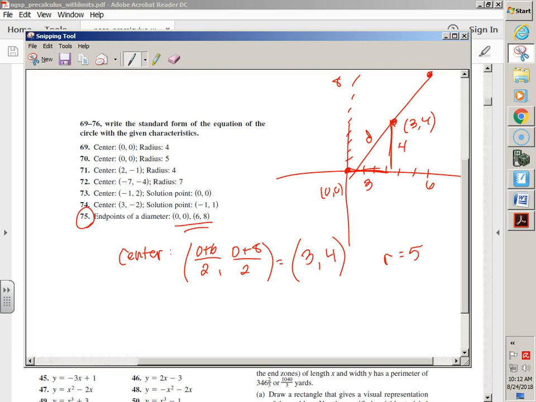Anything else up until 85? Okay, good. Why am I going to do 85? How many of you guys slowed down somewhere on 85?